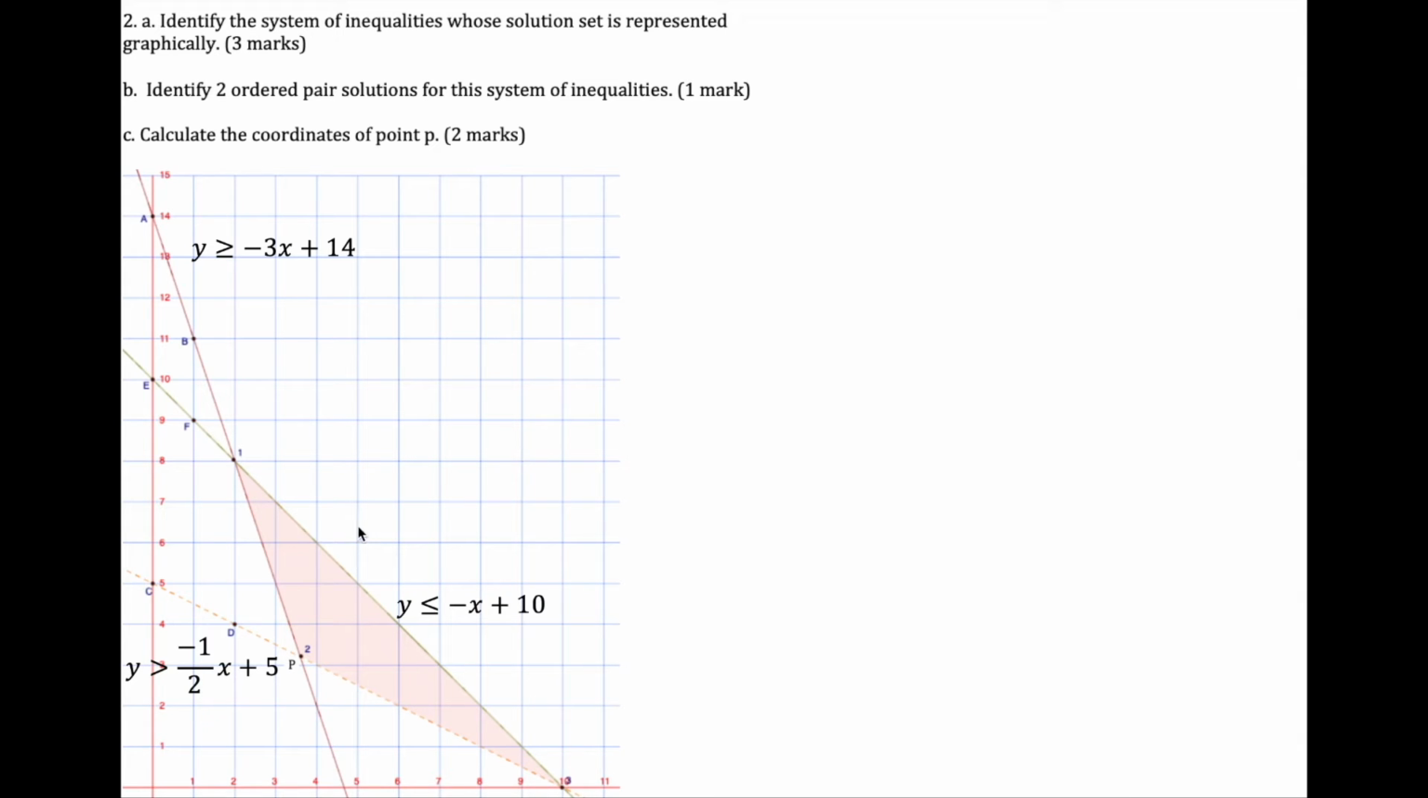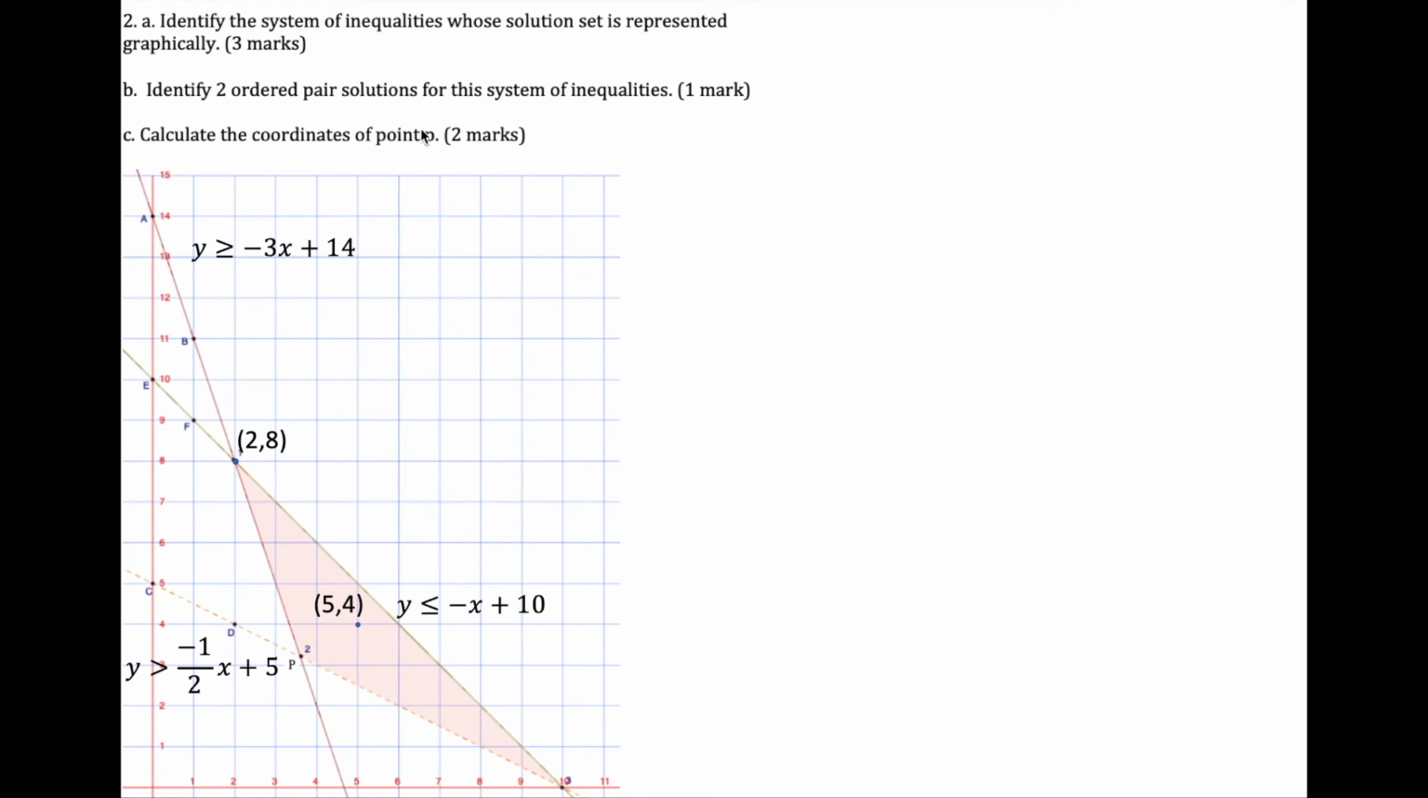Those are the 3 lines that we have. 1, 2, 3, that's all of them. Identify 2 ordered pair solutions for the system of inequalities. Anywhere inside here. We could pick this point because it's on the lines, but they're both solid. This point, 2, 8, is a point. That one's good. This one's no good because it's going through the dotted line as well. I'm going to pick this point, 5, 4. There's 2 ordered pairs. Many other ordered pairs are available.